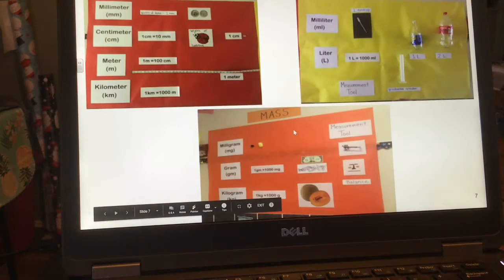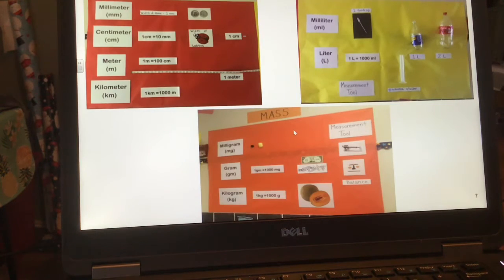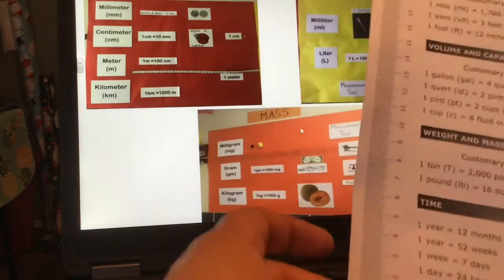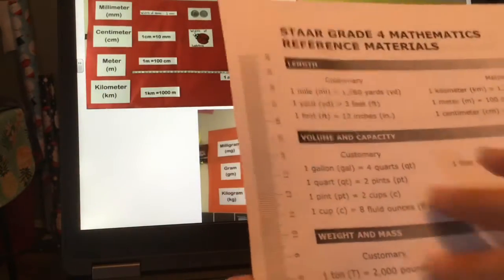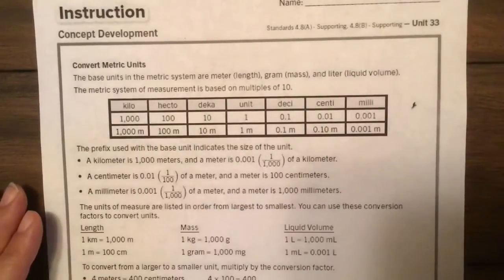All right, so again, I wanted to make sure that you went back and looked at this star chart. You have the star chart for the centimeters. You know that there's a ruler right over here. We will be referencing some of these.